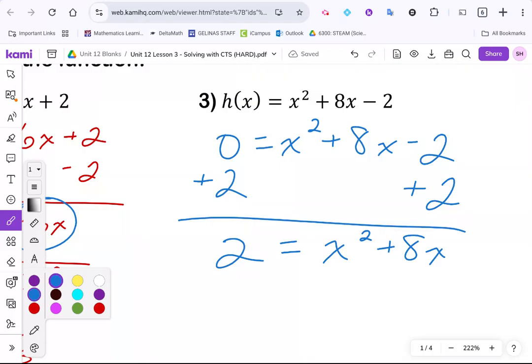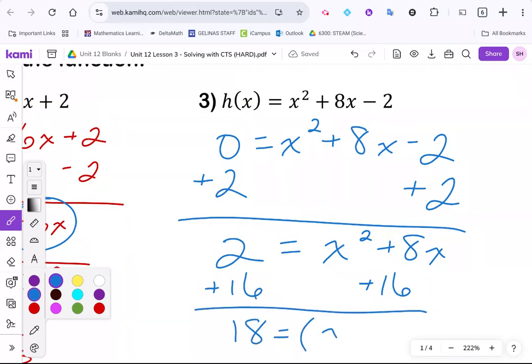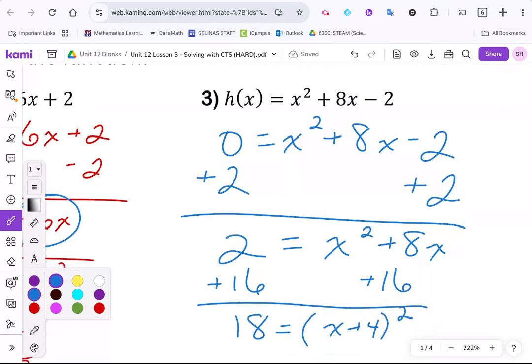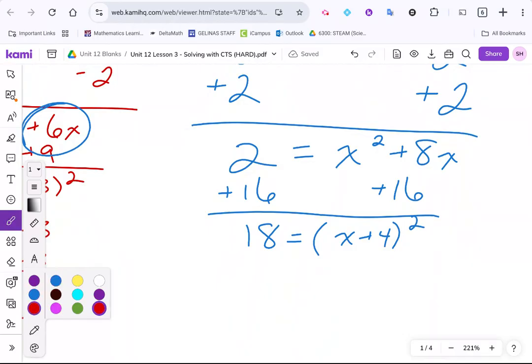I'll go ahead and cut the b value in half and square it, showing I would add 16 to both sides. And so I get 18 is equal to (x plus 4) all squared. I'm going to take the square root of both sides. So I have the positive and negative square root of 18 equaling x plus 4.